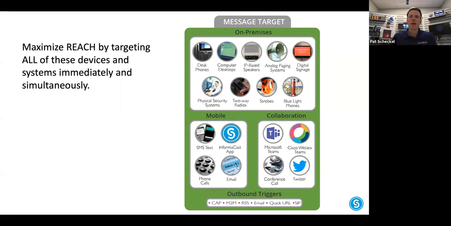If we can't reach them on one of the pre-built integrations and someone comes to us and says, well, do you talk to this type of digital signage? Then we'll say, well, not today, that's not one we're familiar with, but you can get there using either CAP or RSS, just as an example.